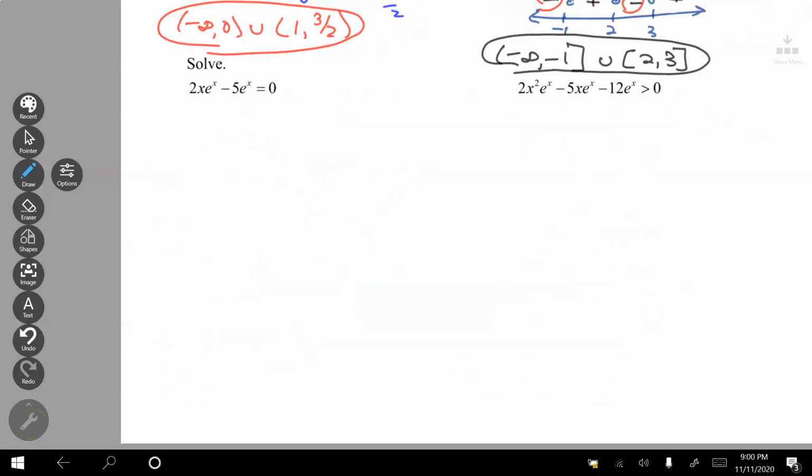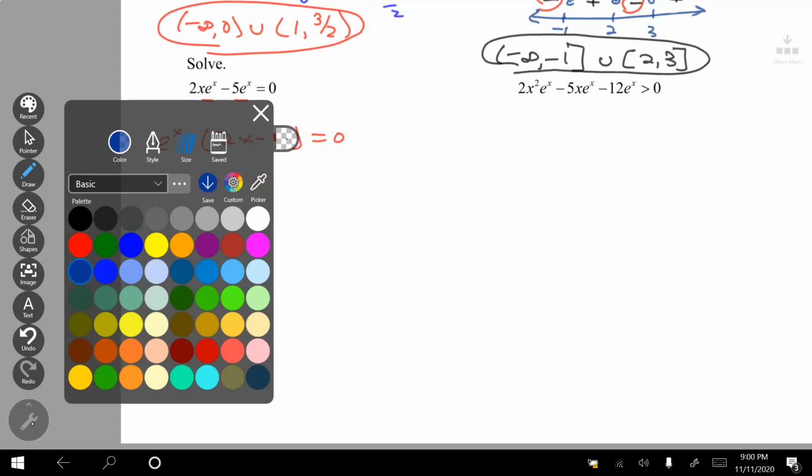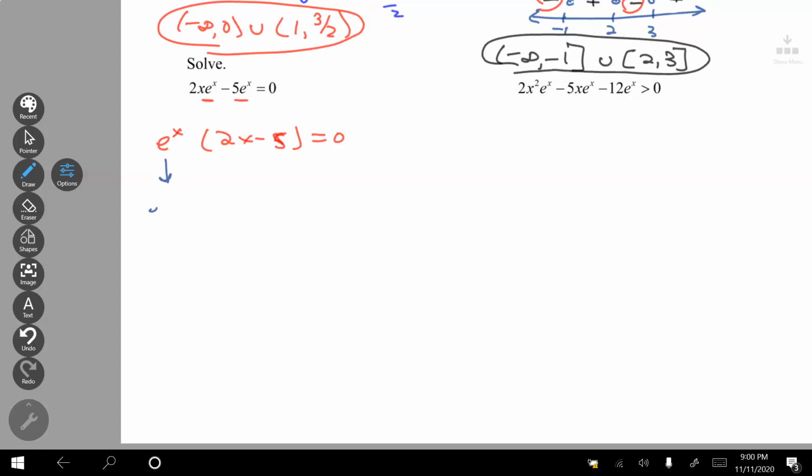Well, how about factoring when we have an e to the x with it? It's not as hard as you think. They both have e to the x, so I could take an e to the x out of here. And what's left over? 2x minus 5. Is that equal to 0? So what I'm doing is setting both things equal to 0. E to the x is equal to 0, and 2x minus 5 is equal to 0. That's an easy one. X equals 5 over 2 is the solution.